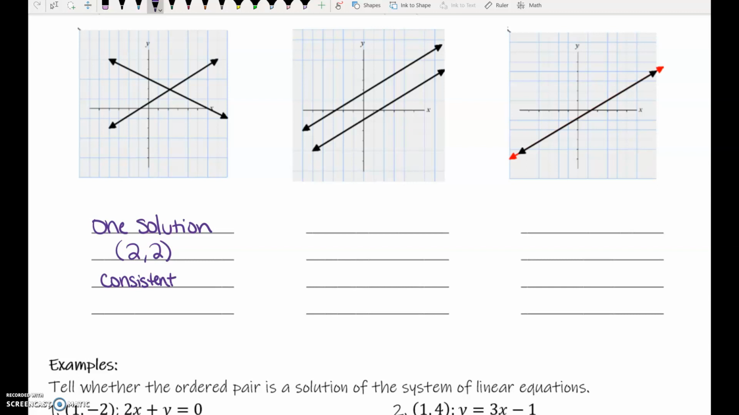In the middle, we have a system that has no solutions. This is a set of parallel lines. What do you know about the slope of parallel lines? Same slope. And because those lines have the same slope, they both rise and run the same amount every time. So those 2 lines will never meet, never cross. There will never be a solution that works for both equations. This is called an inconsistent system because it has no solutions.